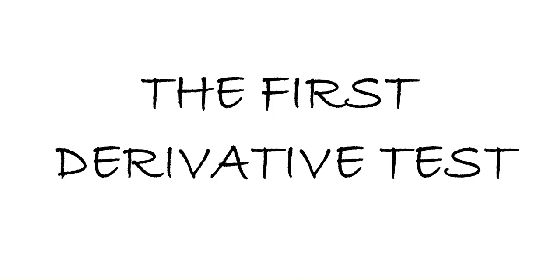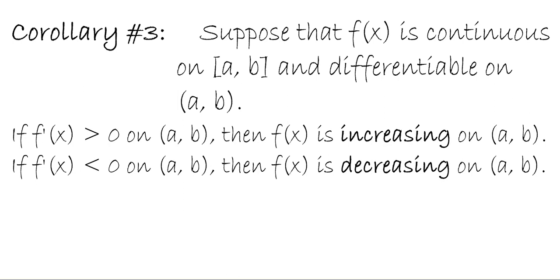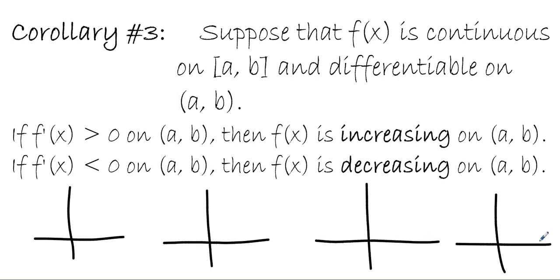I'd like to begin this particular screencast with Corollary 3 from our last time together. Corollary 3 says if you have a function that's continuous on a closed interval and differentiable except maybe at the endpoints, the following is true. If the derivative is positive, then the function is increasing. And if the derivative is negative, then the function is decreasing. And that's true regardless of how you're increasing or how you're decreasing.